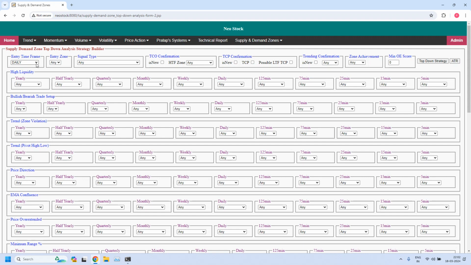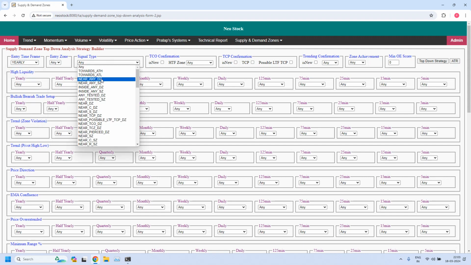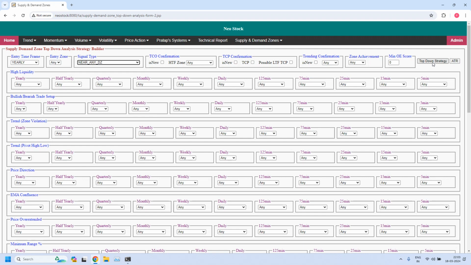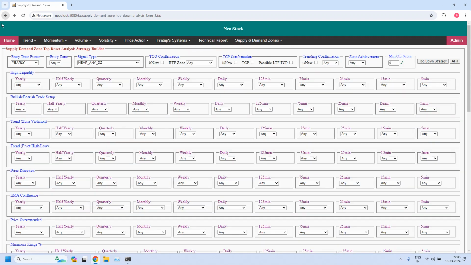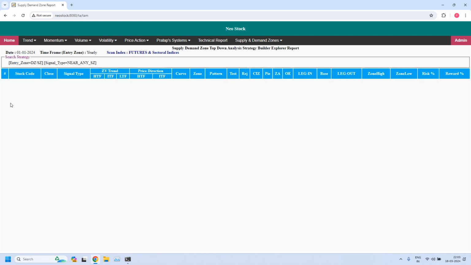Let us try to identify the stocks near demand and supply zone starting from yearly. Most probably you may not be finding any stocks near yearly time frame, but we will check. Entry time frame is yearly. Let us find the stocks near yearly demand zone. No stocks are there. For yearly time frame, let us identify the stocks near yearly supply zone. So we haven't identified. No stocks are available.